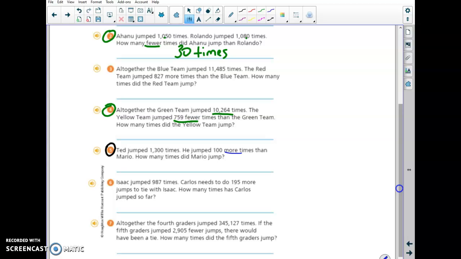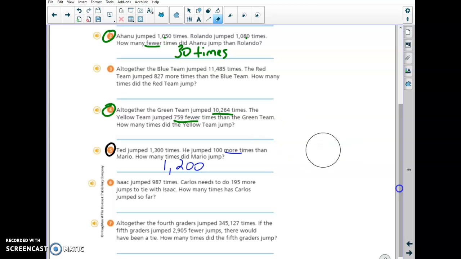If it helps you, you can make a comparison model or comparison bars. So I know that Ted jumped more. I'm going to put Ted up here, and I'm going to put his amount inside my bar. He jumped 1,300, and that's 100 more than Mario. So I'm going to put 100 here and Mario here, and I've got to figure out this number plus this number gives me this number. How do I find it? I subtract. So if you subtract correctly, you get 1,200. All right, one more on this page.